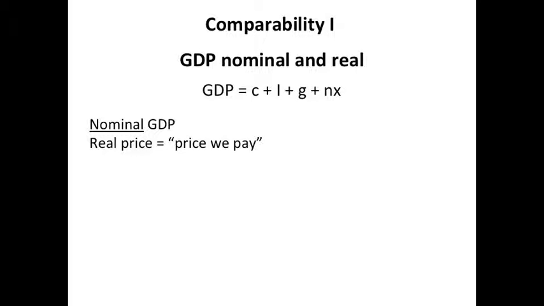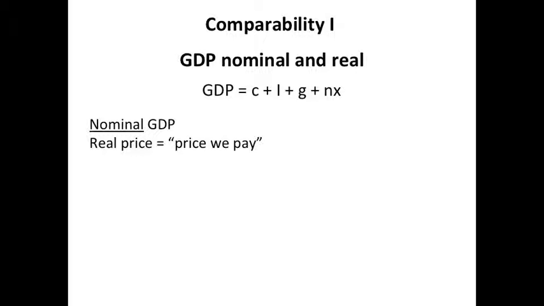So we have the two ways of assessing it. The one is the nominal GDP, which is simply the price we pay. Now, if we look at the concrete goods, something like a bottle of water, we go into the shop and we paid $2.50, and next year we paid $3, and that's the nominal price. That's whatever we pay.